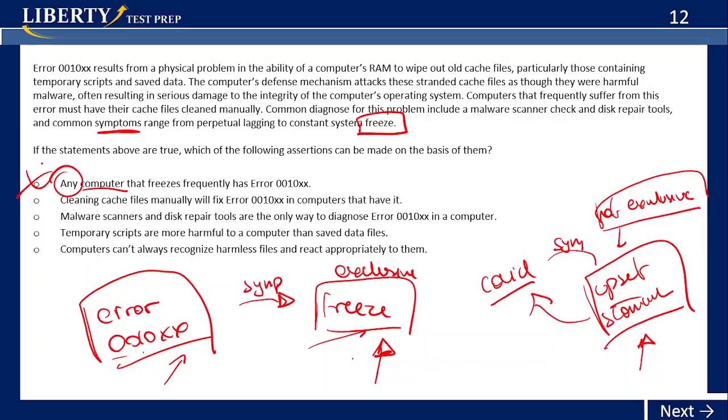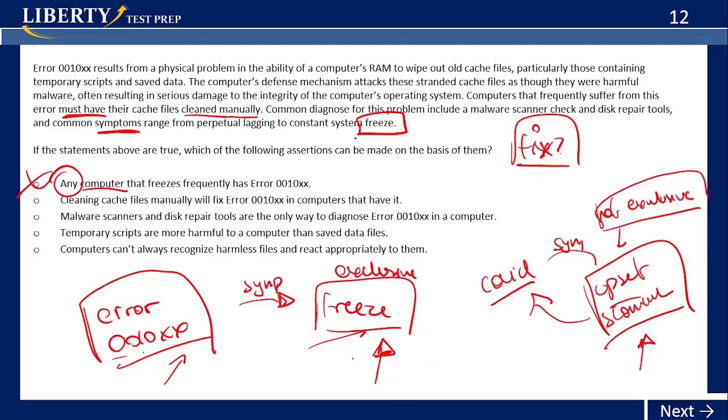Okay. Now, number 2, cleaning cache files manually will fix this error in computers that have it. Okay. What did they mention about cleaning these files manually? Right, they say computers that frequently suffer from this error must have their cache files cleaned manually. Okay. They say must have them, but must have them in order to fix it? Is it fixing the error? We don't know, right? It could fix it maybe, or it will just make it not freeze up, right?